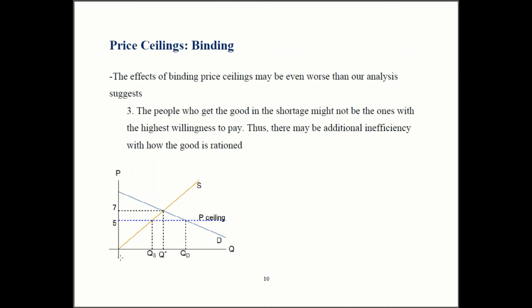So if you're trying to minimize the harm, the folks up here with the highest willingness to pay, the highest value they place on the good, should be the ones who get it, and the folks over here who don't care about the good very much should be the ones who are sent away empty-handed. However, depending upon how the good is rationed, that might not necessarily be true. Maybe some of the folks who don't care about the good very much might get it anyways, and those who care about the good a lot might be left with nothing. So that could be some additional inefficiency on top of the problems we've talked about earlier.